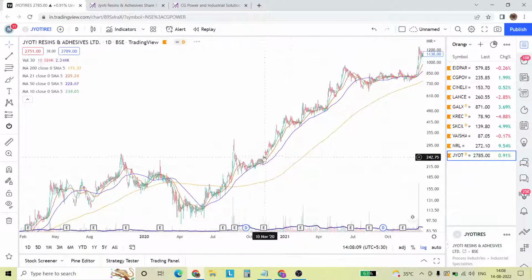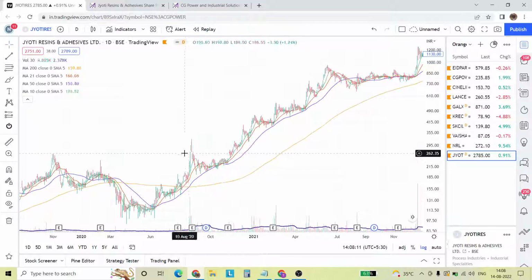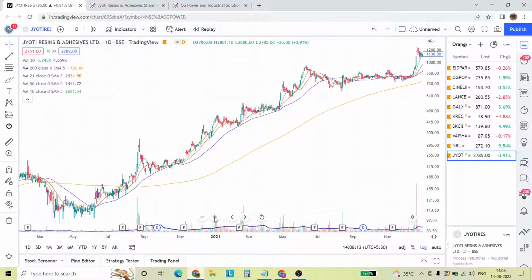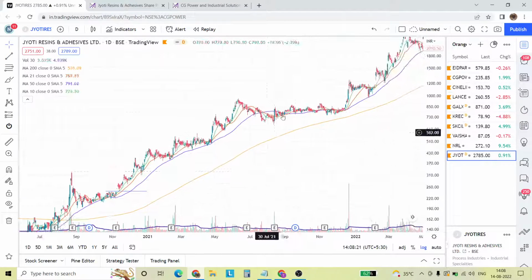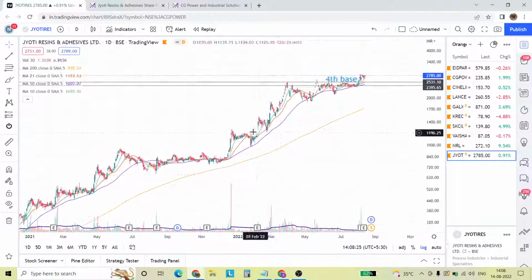So this is the first base, this is what I was talking about. As you can see here, VCP pattern, right? Our entry could have been here. It just moves up, and you could have gotten out anywhere, I don't mind. This is the second base. Again, we would have got an entry here, and we're just going to trade. Now this is the fourth base or third base, I don't know. Let's remove this.